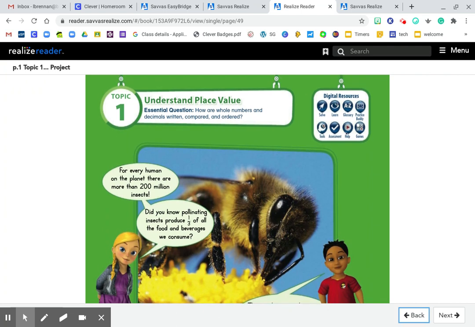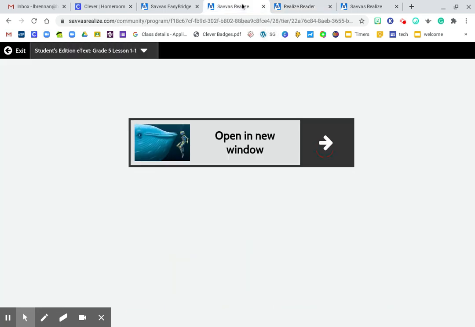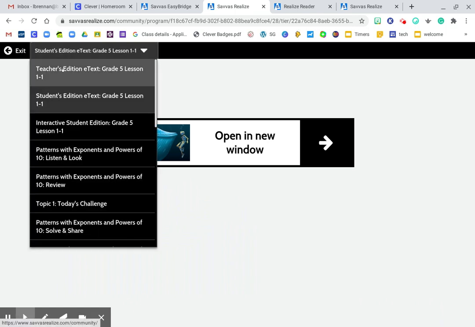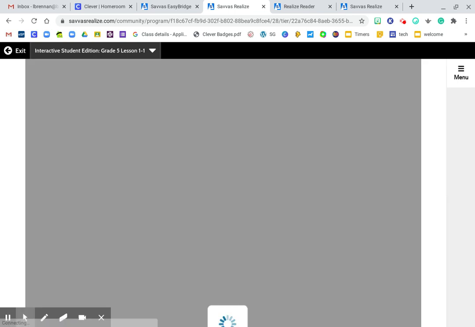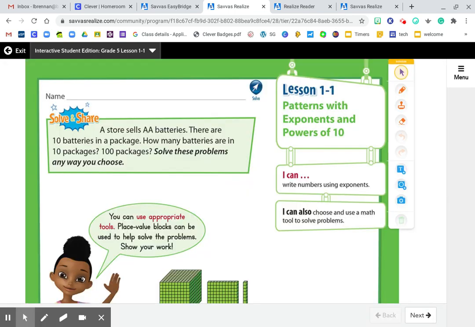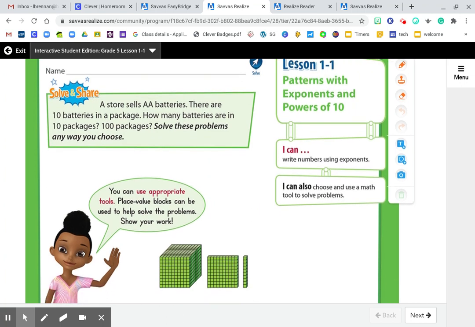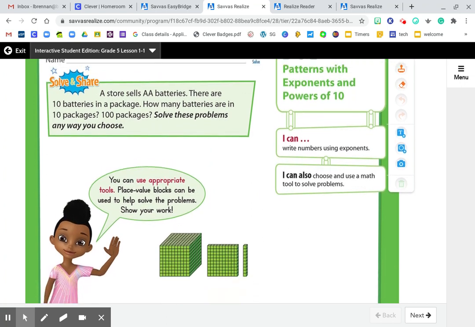And you have lots of digital resources at your fingertips. If you're looking at the digital version, the student interactive text, you'll be able to get to those tools a lot faster. So for that reason, the interactive text is pretty cool. You'll be able to get to some of the manipulatives and the learning tools through here. So either way, a store sells batteries. There are 10 batteries in a package.